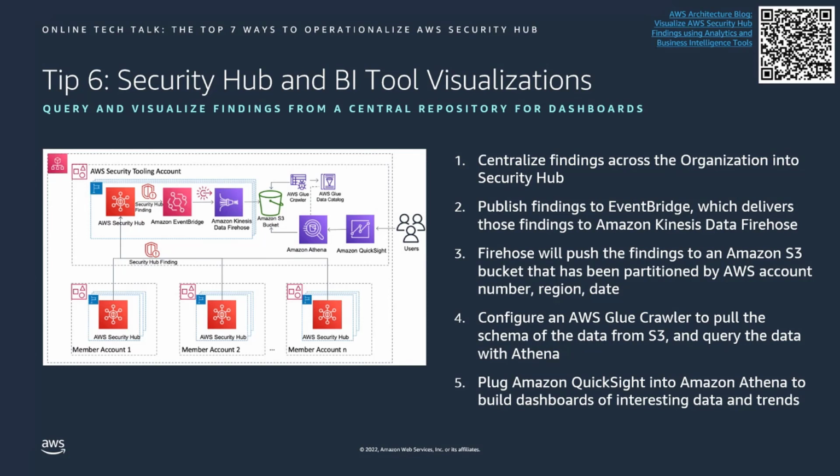And then you could plug in Amazon Athena to query the data in the bucket using the schema pulled by the Glue crawler. Then you can build your own QuickSight dashboards using the views created in Athena. Some good examples, you might want to create views based off of account, or findings by region, or findings by severity, findings by resource type, or by the workflow in the account.